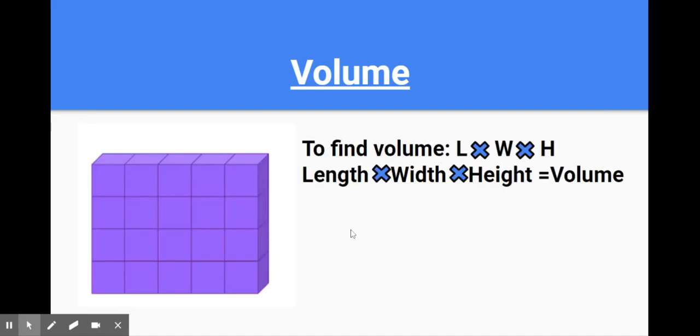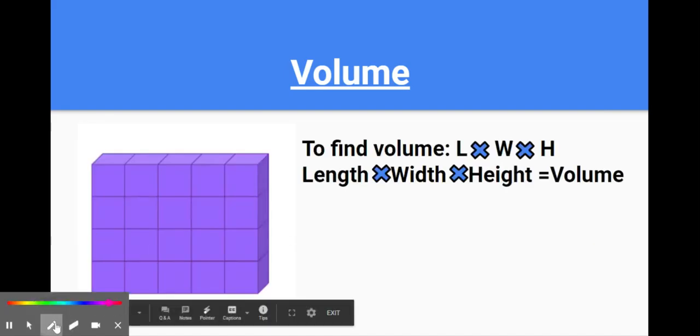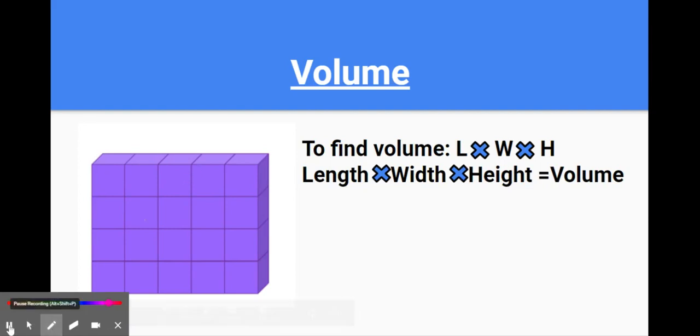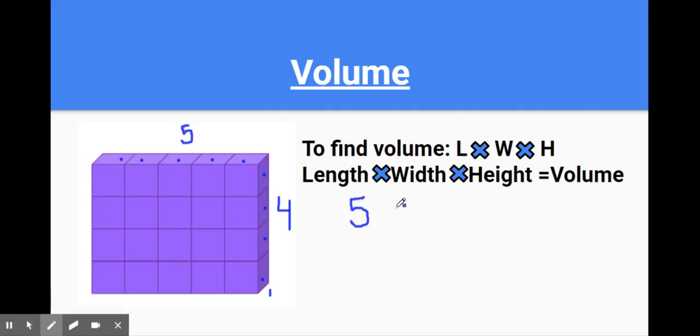So let's look at this rectangular prism. Our height is 1, 2, 3, 4. Our width, how wide it is, 1. And our length is 1, 2, 3, 4, 5. All right, so with this rectangular prism, we will multiply 5 times the width, which is 1, times the height, which is 4.